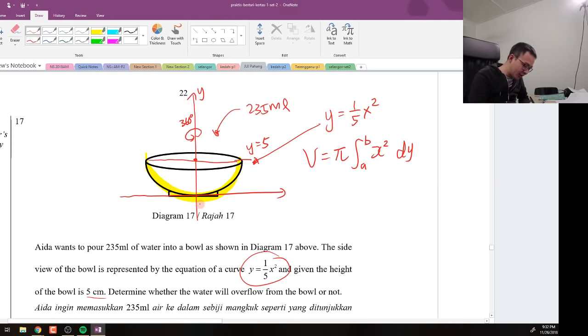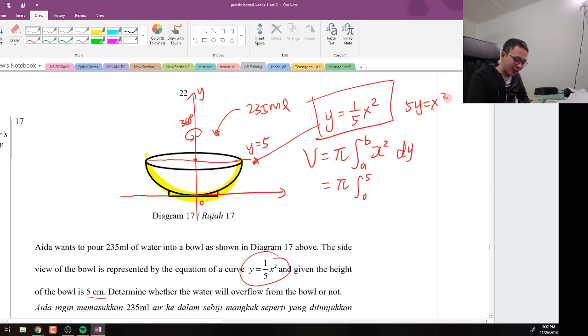Okay, so because this is 0, 0, right? So I know it's 0 to 5. So therefore, it's pi, integral 0 to 5 of x squared. So we don't have an x squared equation, so we're going to work around to get x squared. So I'm going to move my 5 to the other side. So 5y equals x squared. So I will substitute 5y in over here in order to do my integration. Then I will start to integrate. This is 5y squared over 2, for 0 and 5.